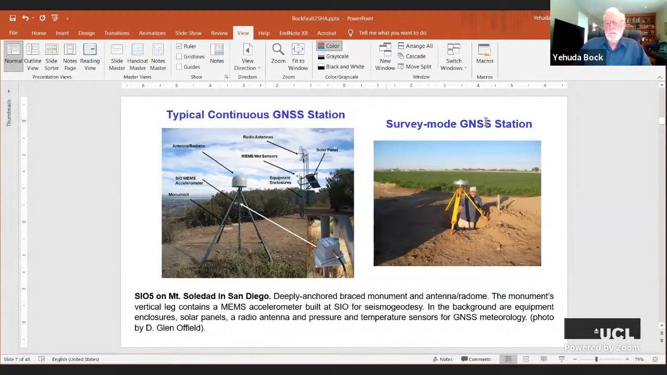Now, there's also what's called survey mode GNSS, where people go out with receivers and survey monuments that are on the ground and observe for maybe a few hours or less. This is one of our colleagues, Professor Sandwell, who's doing a GPS survey with a monument that we have to dig out of the ground. But that's a historical picture. So those are the two types of deployments that we do: the continuous ones and the survey mode observations.